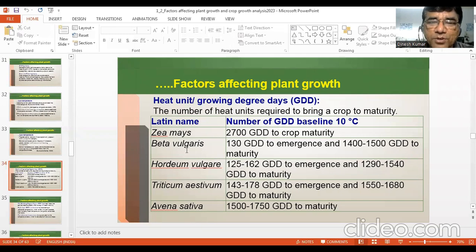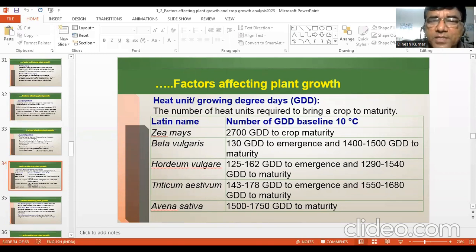Beta vulgaris is your, what is Beta vulgaris? Sugar beet. Good. Beta vulgaris, 130 growing degree days to emergence, just for emergence, and 1400 to 1500 growing degree days to maturity. Don't bother about these values, you need not remember, but have some idea. Similarly, Avena sativa, what is Avena sativa? Oat. Good. Avena sativa, 1500 to 750 growing degree days. So actually these are very, very important.